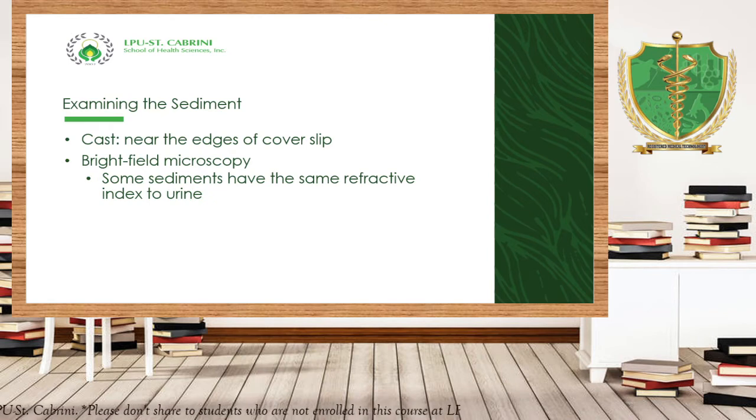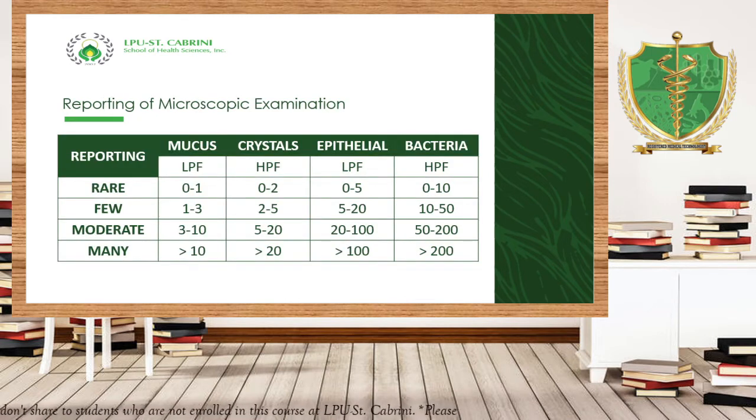Okay, so bright field microscopy is recommended for the screening of the sediment of the urine. Sometimes sediments have the same refractive index as the urine. That's why you have to change the light intensity according to the objective, so that you will be able to detect the presence of these sediments in the urine. Okay, so the reporting manner is as follows.